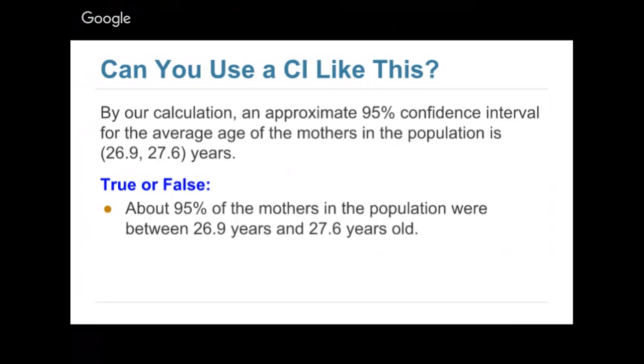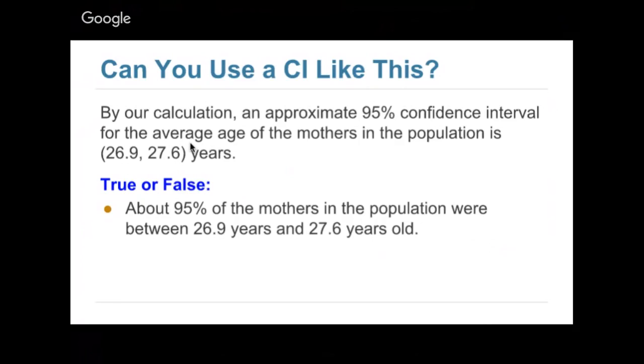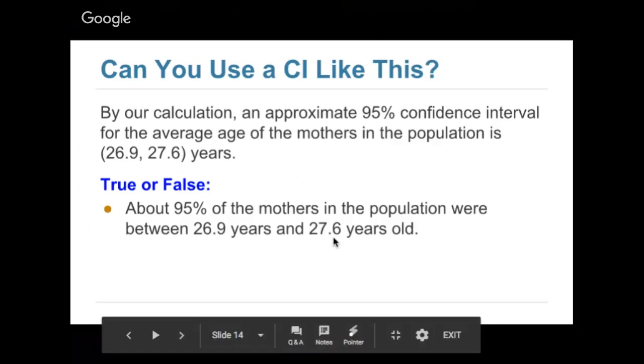Okay, so show of hands. How many of you think true? Let's do true first. How many of you think false? Okay, so basically everyone. And it is indeed false. Why is it false? It's because our confidence interval is estimating the average age of our mothers, not where the mothers fall themselves. We're saying the average age of the mothers is probably within this range. So I can't say the actual mothers in my population were between these two years of age.